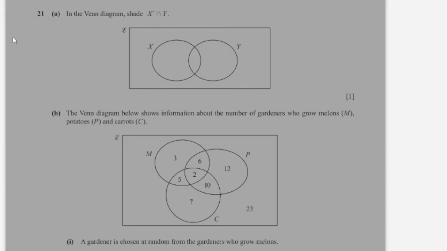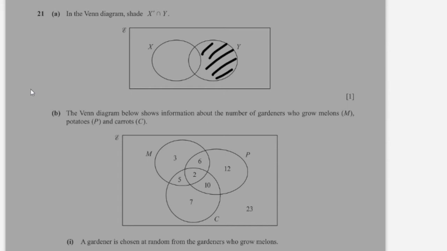Question number 21a. In the Venn diagram, shade x complement intersection with y. So the area which is not x, that is the area which is x complement, or in other words the area which is not x intersecting with y, and that is the area of y. But we're not going to be shading this area because in intersection we do not include the area which has the complement sign. Okay. B.